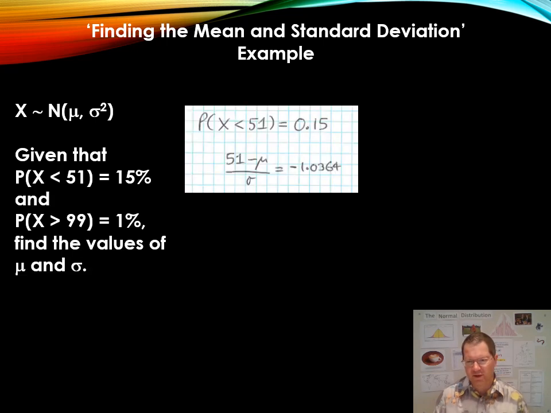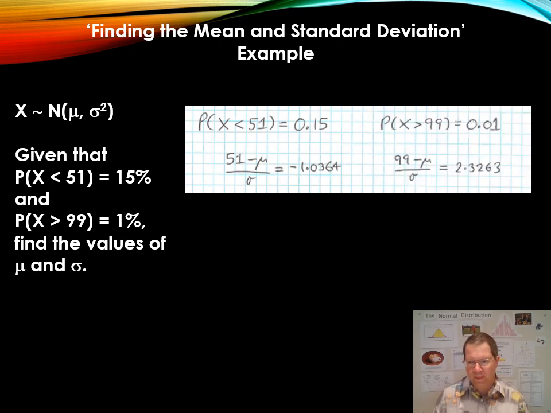So again, we can use the inverse normal with the z distribution. So in this case, we want an area of 0.15. So going to menu 7.3, area 0.15, standard deviation 1, mean 0, and we get a z value of negative 1.0364, and that will be equal to our x minus mu over sigma. X is 51, we don't know mu or sigma.